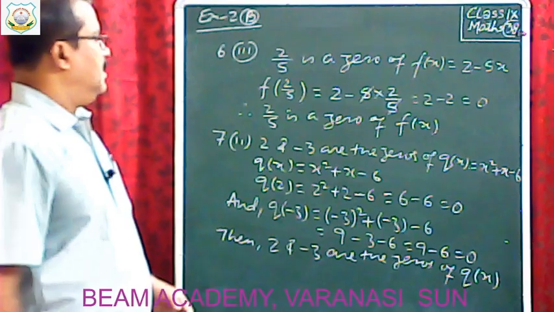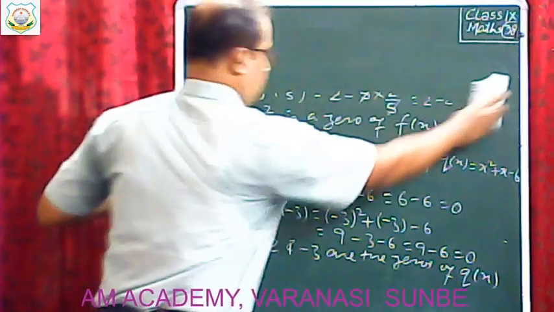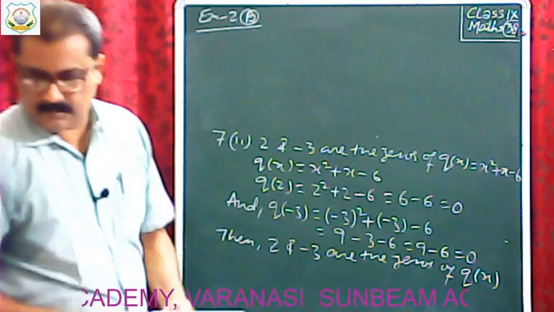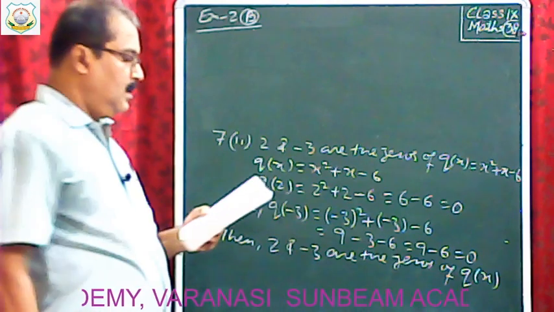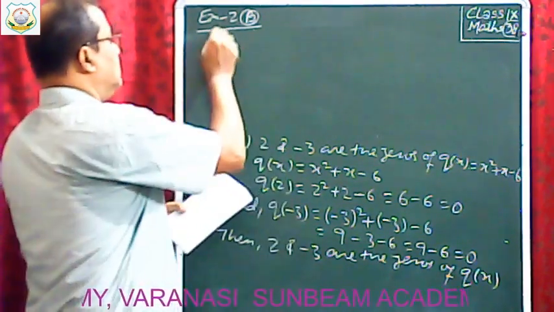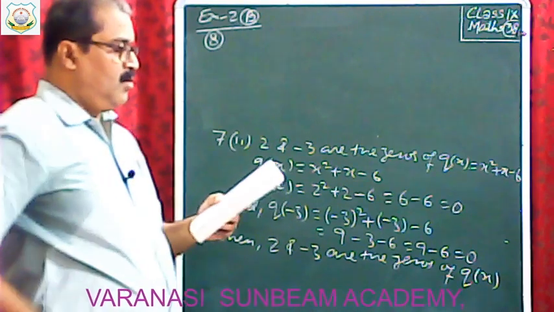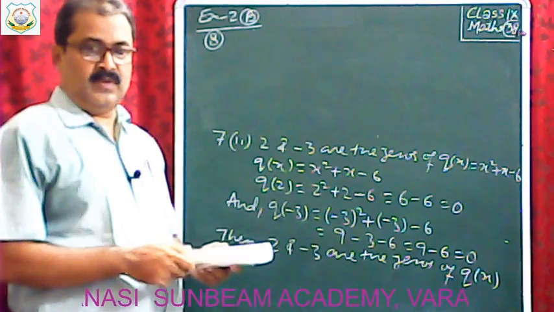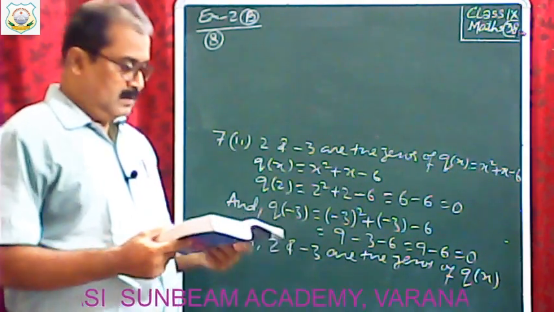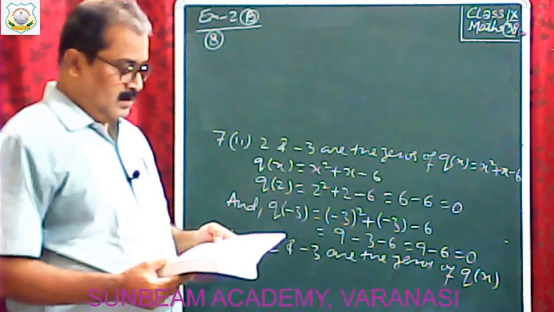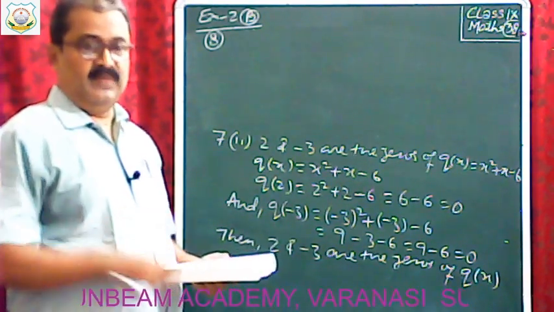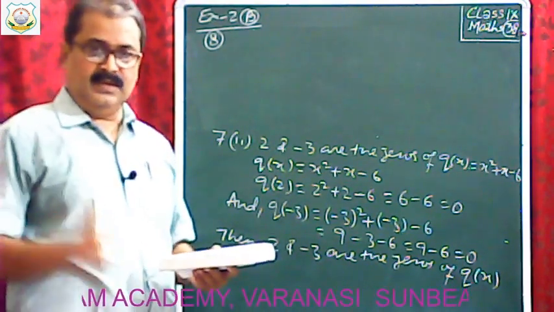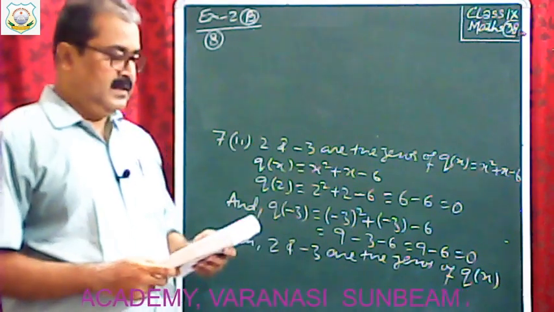Now come to the next. Question number 8. Find the zero of the polynomial. In the previous question we had to verify zeros. Before that, in question number 3, we had to find the value of the given polynomial. Now you have to find the zeros of a linear polynomial only. In your syllabus, only linear polynomials are given. You have to find the zero of that linear polynomial.